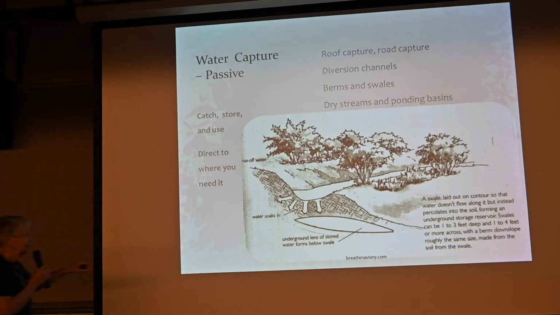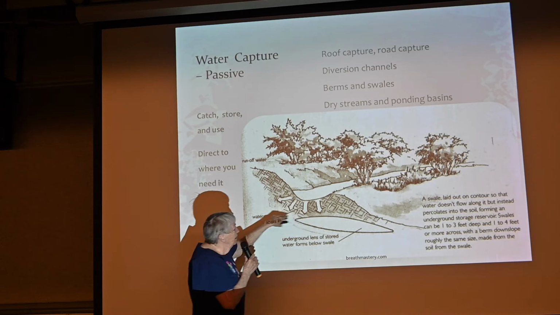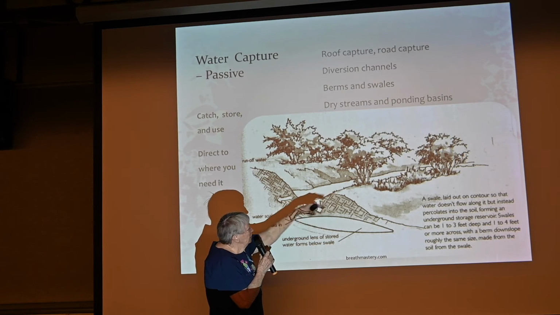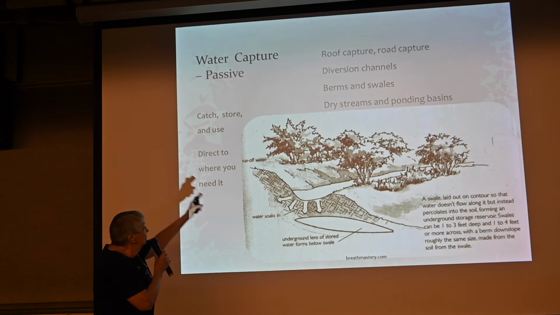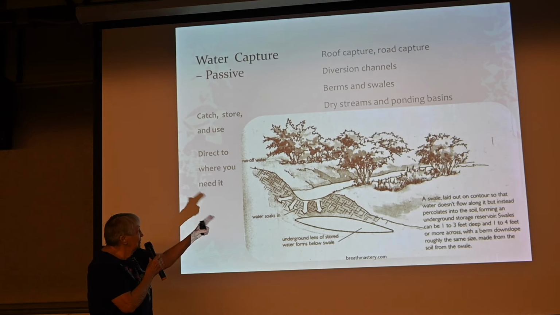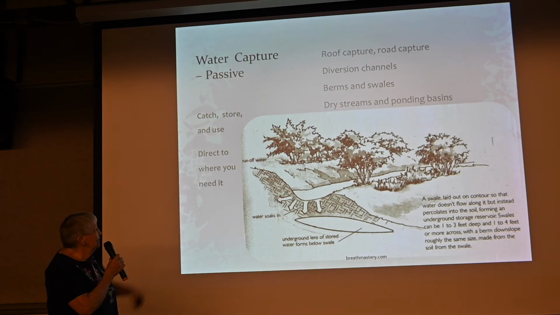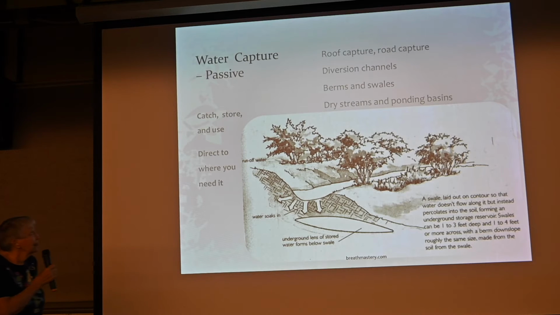And what I found interesting here is here's where the water collects. So these can use more water than these up here. But if you have a series of these swales, the upper can take advantage of it too. Ways to passively capture it: roof capture, road capture, diversion channels, berms and soils, and dry streams and ponding basins. You want to catch it, store it, and use it, and direct it to where you need it.